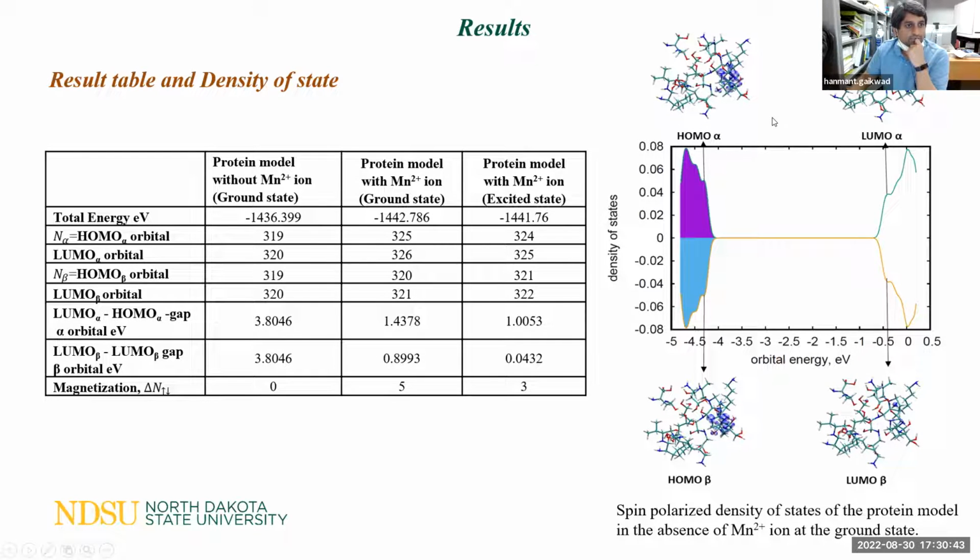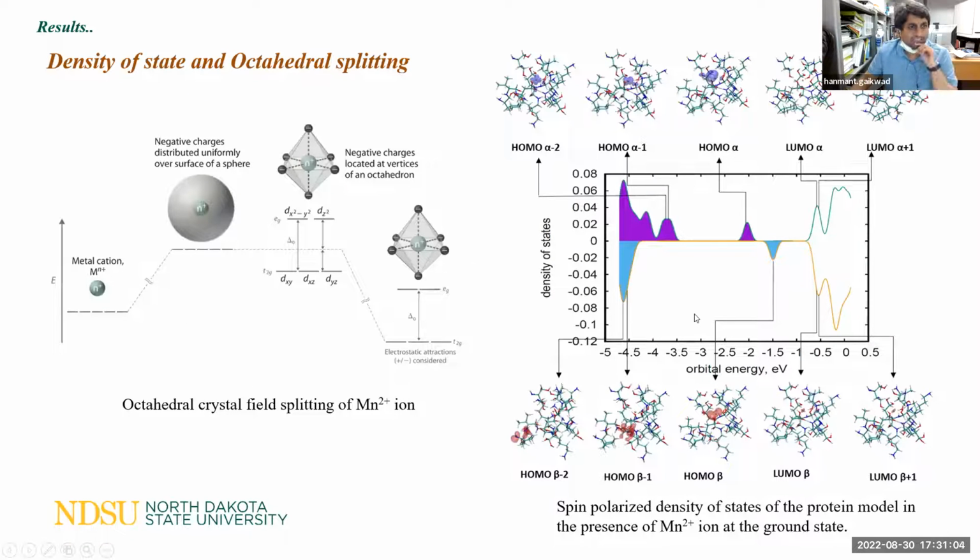Then I started the study, initially with the PBE functional, and I ran this calculation for the protein model as well as the protein ion model, for the ground state, and I also considered the excited state for the protein metal ion. In the density of states plot, I observed symmetry for the protein model. But when we introduce the metal ion, the symmetry goes away. This happens because of the unpaired electrons in the manganese ion.